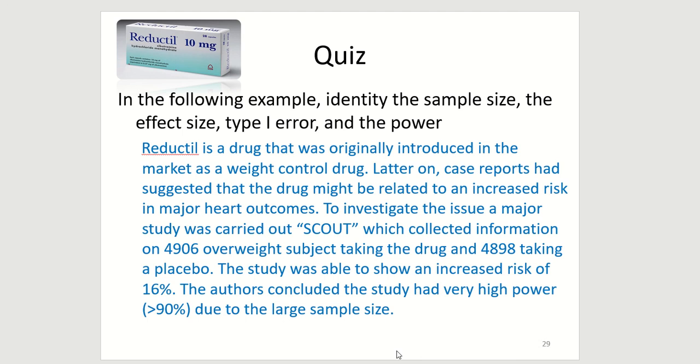Well, they tell us that the study was able to show an increase in risk of 16%. So that increase in risk, 16%, is your effect size. Type 1 error, it doesn't say anywhere in this paragraph the type 1 error. But if I were to assume, I would assume alpha equal 5%, but it's not mentioned. And finally, power. Well, they said to us that power was greater than 90%.